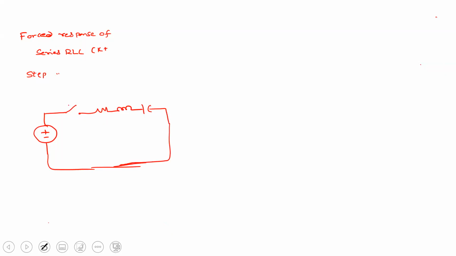Assume that this switch is closed at t equal to 0 seconds. Say the source is Vs, this is R, L, C, and this current is I. This is the voltage across the capacitor, V.